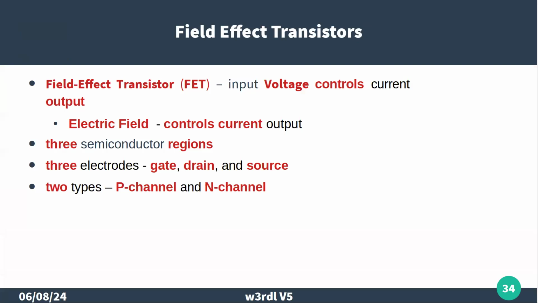Field effect. Now, the bipolar was a current device, so we applied current from the base to the emitter. In the case of the field effect, it has three terminals called gate, drain, and source. The gate is the control element like the base is on the bipolar, but we apply a voltage to the gate because we're going to create an electric field that will control the current flow between the drain and the source. We also have two types that can have a P channel or an N channel.